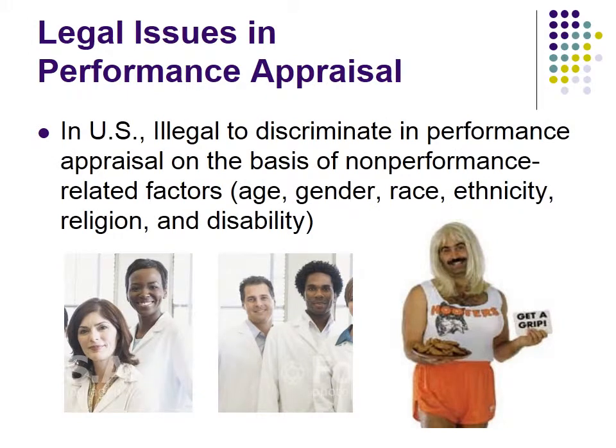So let's briefly talk about some of the legal issues in performance appraisal. In the United States, it's illegal to discriminate in performance appraisal on the basis of non-performance related factors: age, gender, race, ethnicity, religion, and disability currently. Also, individual states and municipalities may also have additional protected classes. So anyone in that class, if they can show that their performance appraisal included some information, bias if you will, error if you will, based on these factors, they have a legal option to challenge that performance appraisal.